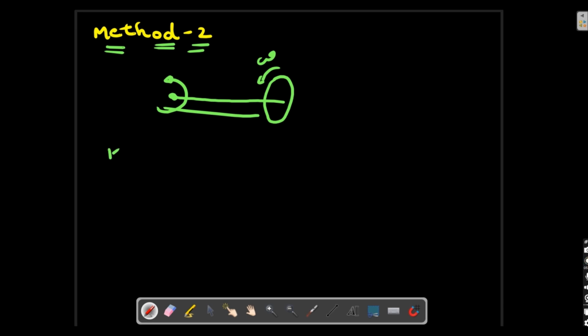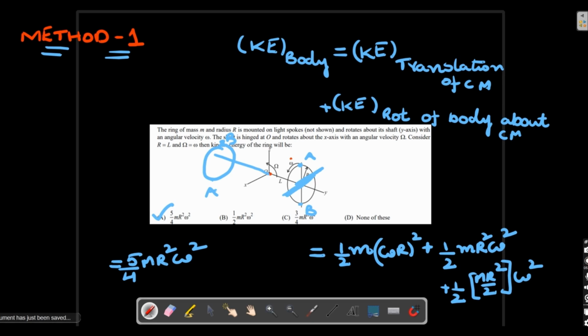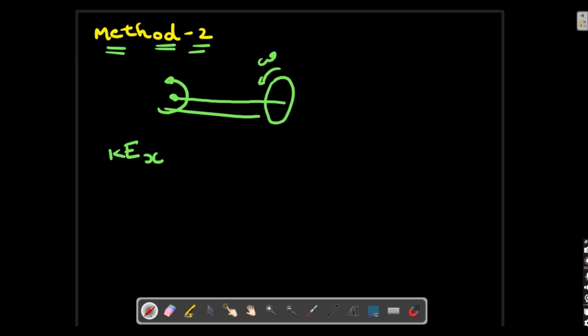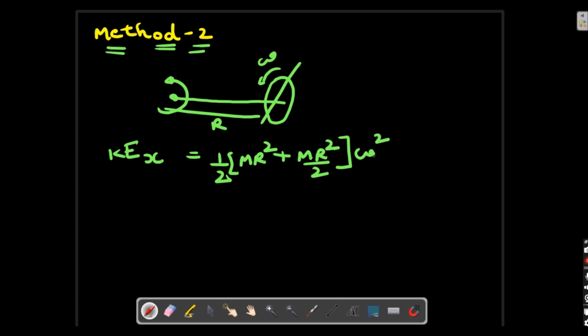Now, if I say kinetic energy along the x-axis, what is the x-axis, beta? This particular x-axis, what I am saying is among 180 degrees. That becomes half times I, where L is R, so m r square plus, with this particular axis it is rotating, right? 180 degrees. I said that will be m r square by 2 times omega square, I omega square. So I need not mind, that is omega square.